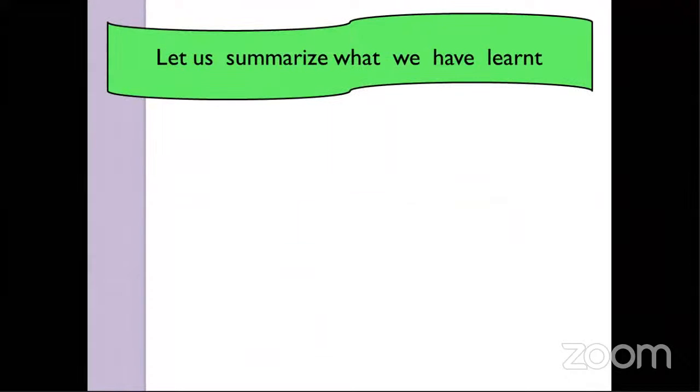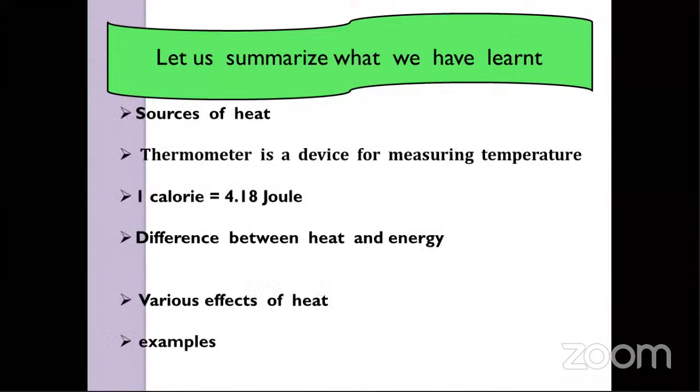Let us see here. Let us summarize what we have learned in today's lecture. Sources of heat. That is, there are different sources of heat we learned here. That is the sun, earth, chemical energy, electrical energy, and atomic energy, air. This is all about the sources of heat that we have learned in today's lecture.